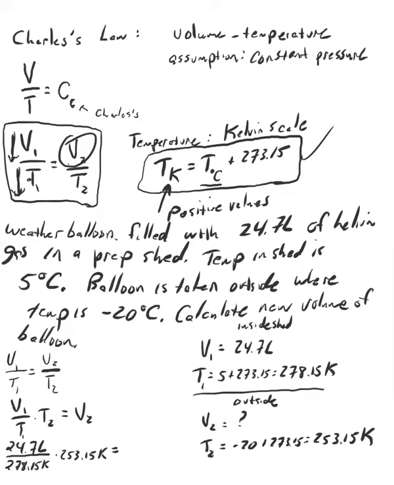It's not going to be that different. It's probably still going to be around 20 liters or so. So it only went down a little bit, but it went down. 24.7 times 253.15 divided by 278.15. You get 22.5. And then your Kelvins cancel and you've got liters. So there's your answer, 22.5 liters. The key to this is just identifying which is which, making sure that your temperature is in Kelvin, and then the rest should work out.